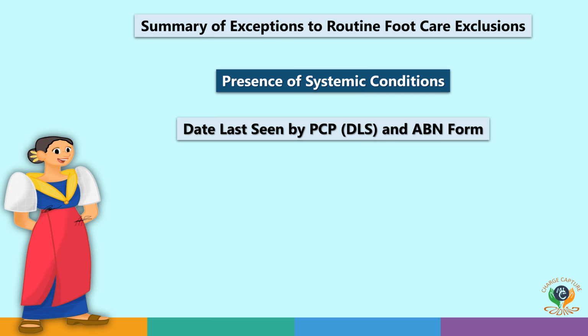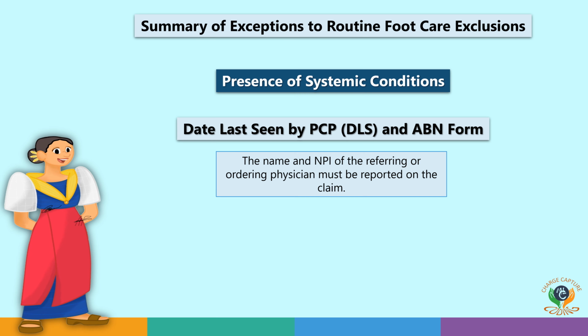There are systemic conditions that require patients to be on active care of their PCP. So if this is the case, the name and NPI of the referring or ordering physician must be reported on the claim. Note also that this must be a doctor of osteopathic medicine or doctor of medicine. Again, reminder, double check if the date of your service provided in your claim will be covered. Review the date when your physician previously provided the same service to the same patient and compare it with the current date of service you are working on in your claim.